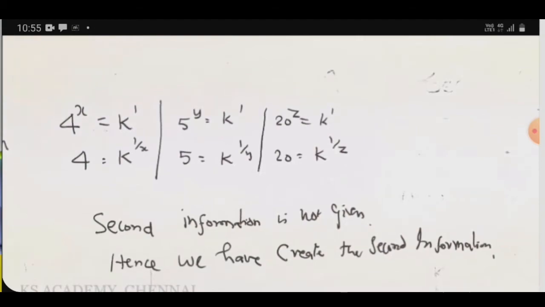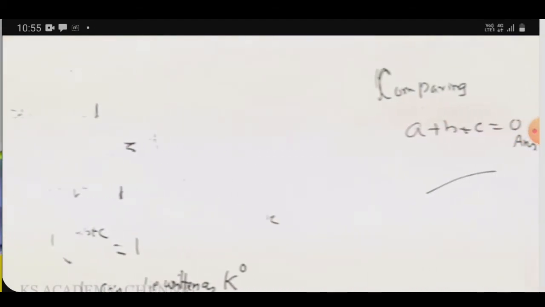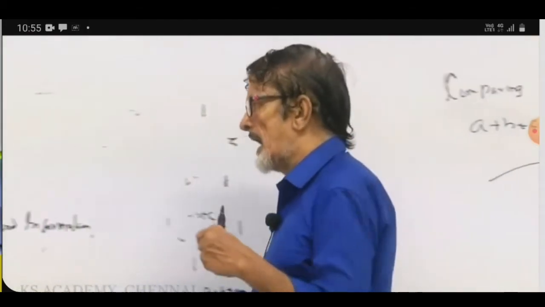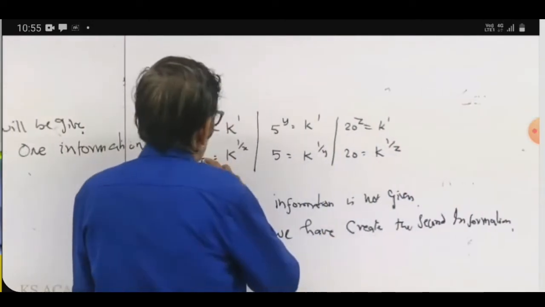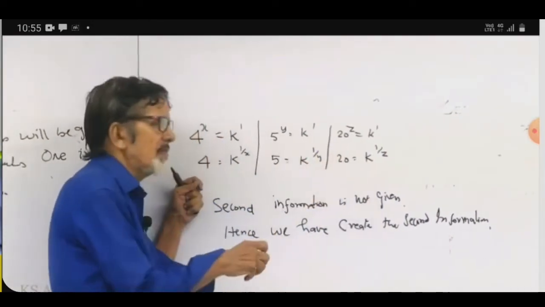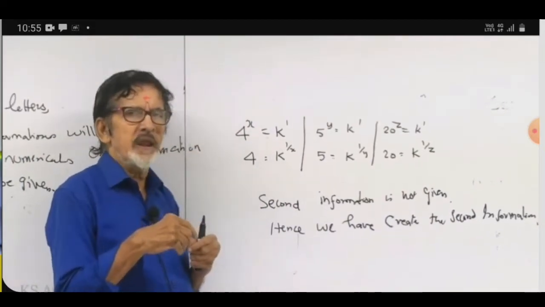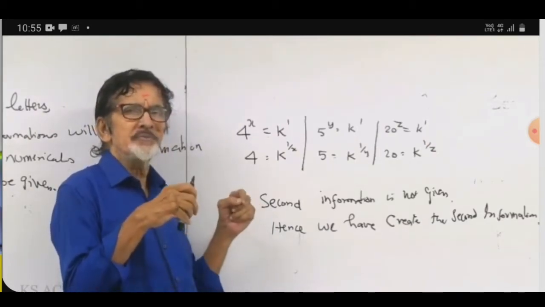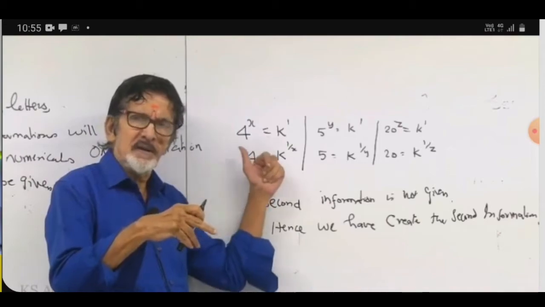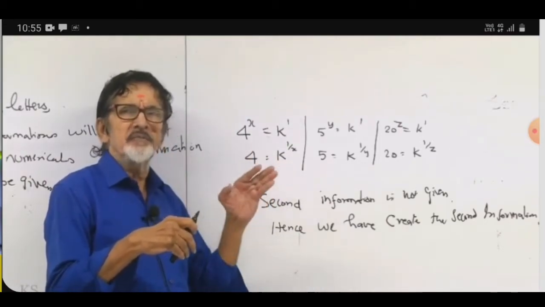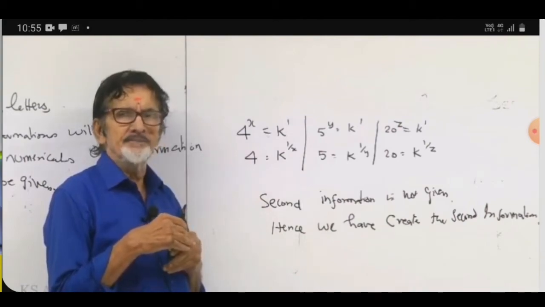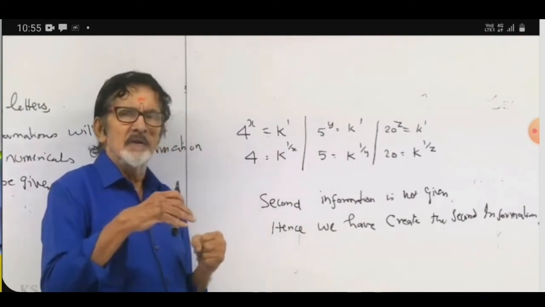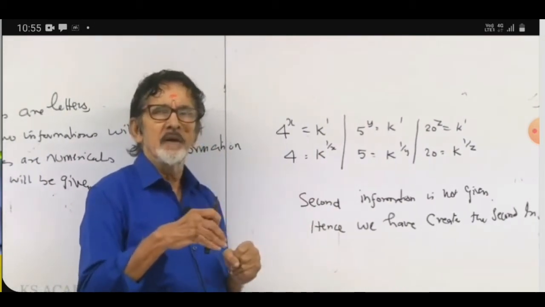Whenever a problem contains only one information, you have to create another information. How to create it? Look, among the three numbers 4, 5, 20, take the highest number, 20. Express 20 in terms of the other two numbers. 20 is equal to 4 into 5, multiplication, not addition. You can write 4 into 5 or 5 into 4.